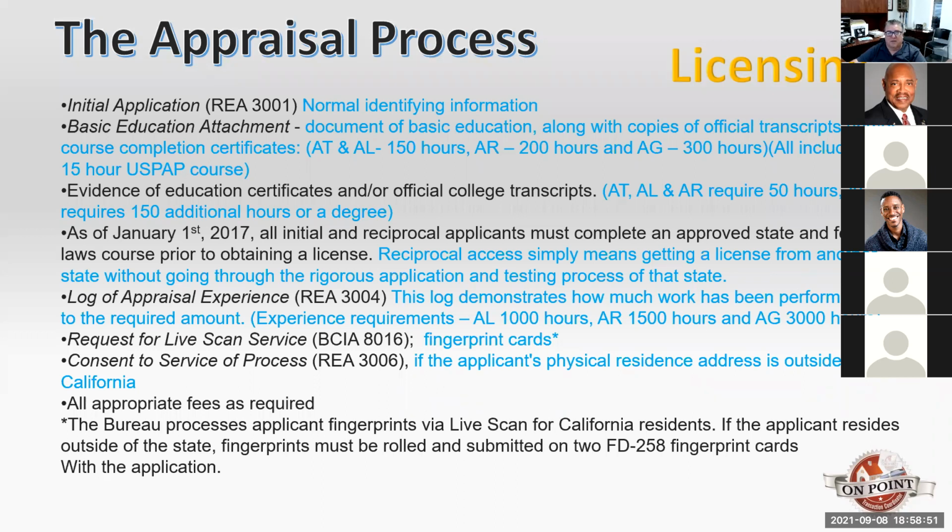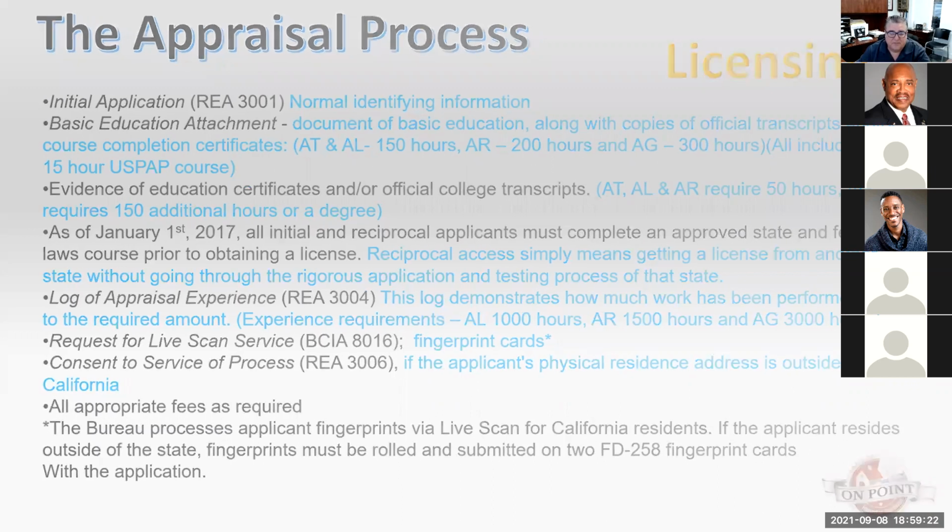And then the evidence of education certificates requires a degree. Now, that wasn't always so, right? Reciprocal access simply means use of your license in another state. And then the log demonstrates how much work was performed, and that log needs to be put in. The fingerprint card, obviously, and then the physical address. Kind of covered that in the last slide. Just kind of recapped on some of that.